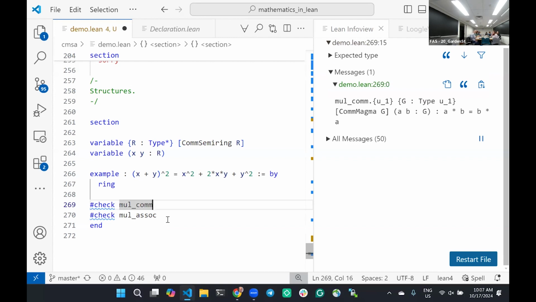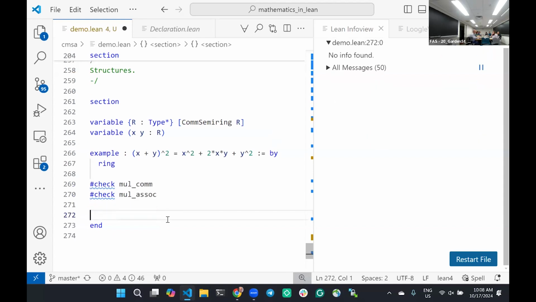And the point is, you can use it anywhere that it makes sense, and Lean will figure it out. So a CommMagma just happens to be a structure with a binary operation that's named times, and that's commutative. It's a kind of trivial structure, but that's all you need for the identity to hold.